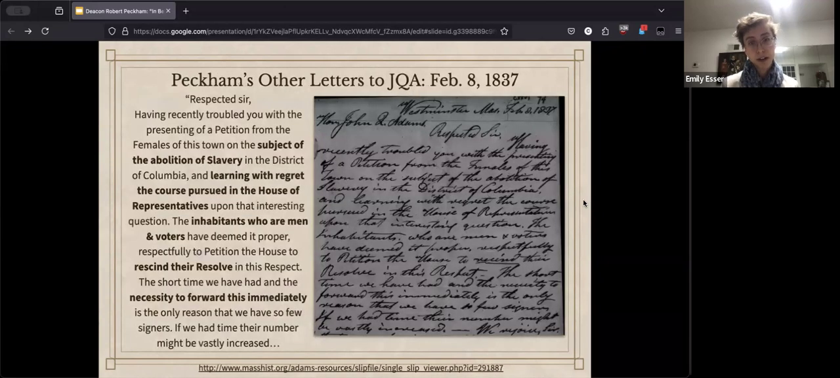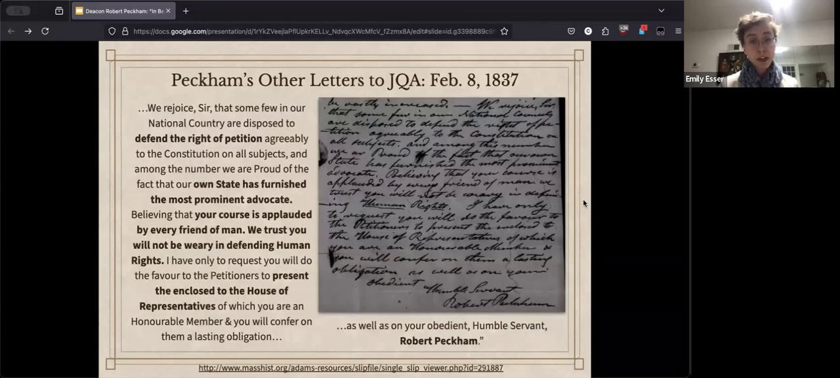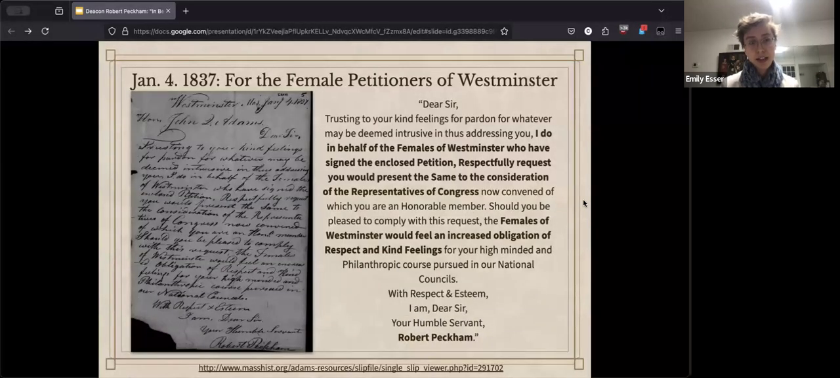Here are a couple of other letters that he wrote. He mentions that he's sending him a new petition. This is in 1837, a year before. This was also about the gag rule. This is about the gag rule petition, interestingly. He sent him an extra letter just to be sure he got it. Very thorough. And here he sends another letter on behalf of the female petitioners of Westminster.